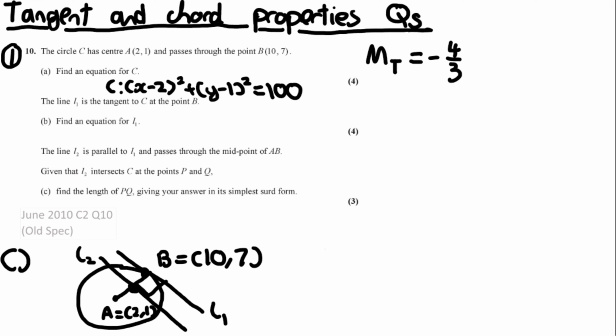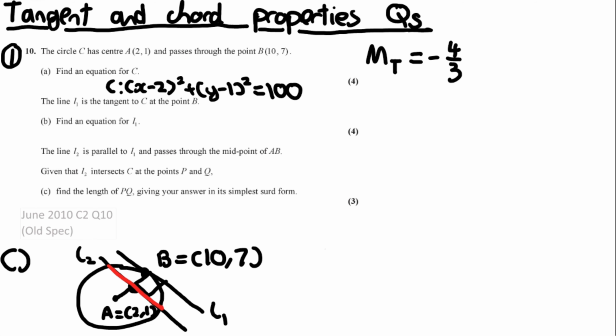And it says that L2 intersects C at the points P and Q. So P and Q are going to be these points here where the line intersects the circle. And we need to find the length of PQ. So if I do this in different colours to make it a bit more clear, the length of PQ is going to be connecting P and Q. So we need to find the length of this line here.